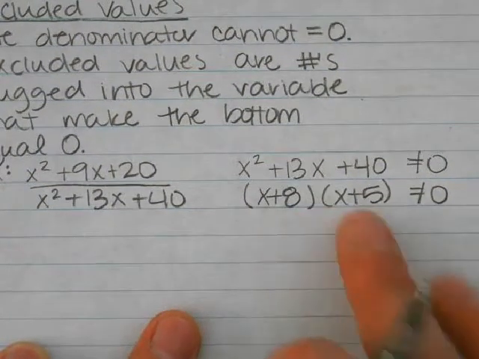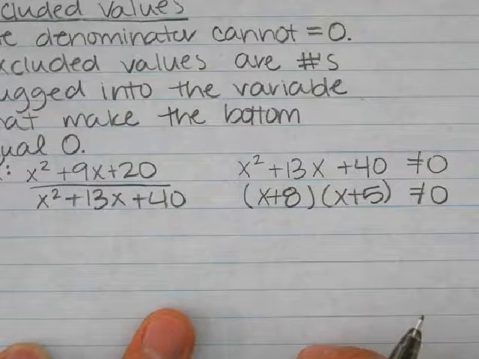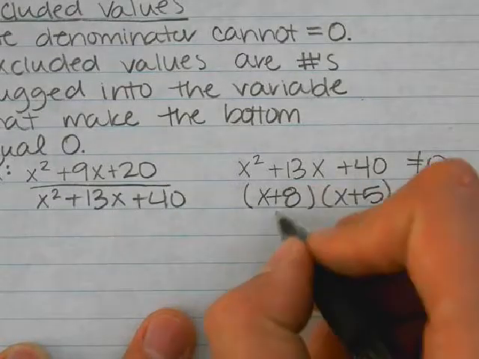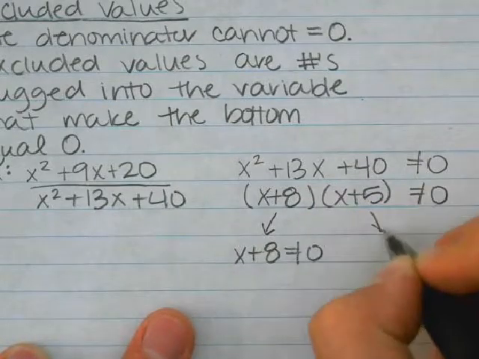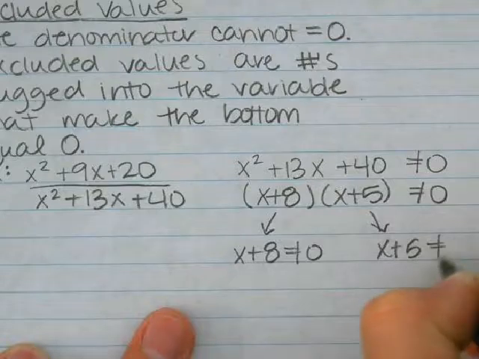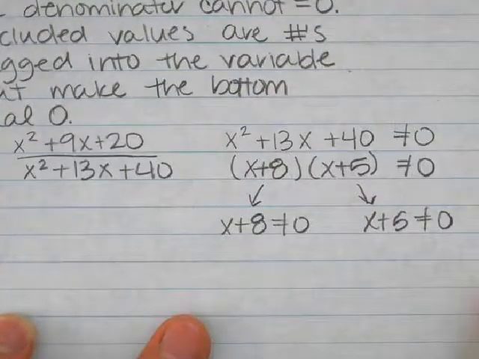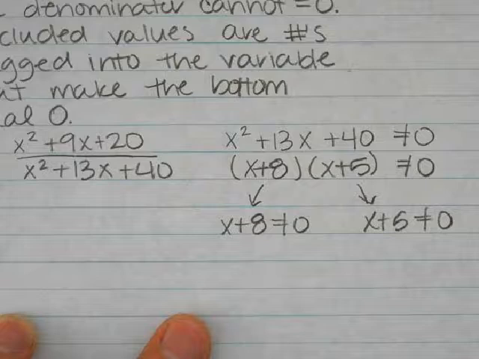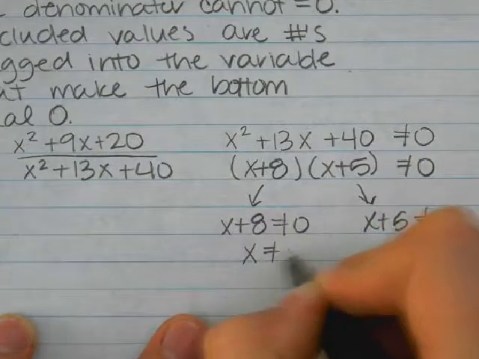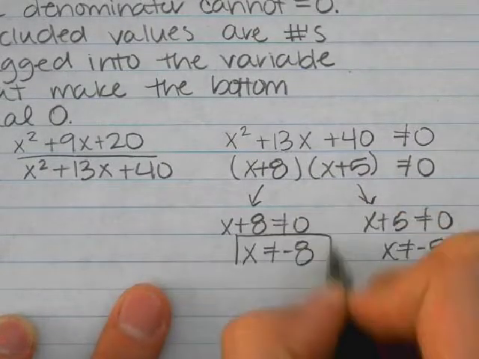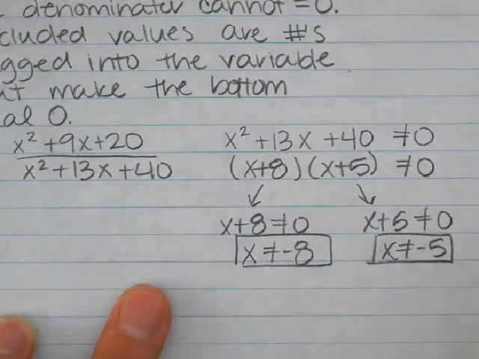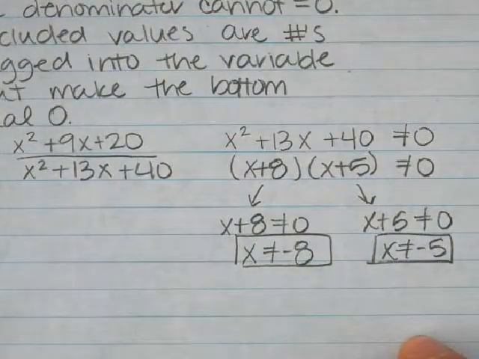So what do we do to keep solving it? Yeah, take each part and say x plus 8 is not supposed to equal 0, and x plus 5 is also not supposed to equal 0. So what are the excluded values that we have? Yeah, x cannot equal negative 8, x cannot equal negative 5. So those are our excluded values. Can't have them.